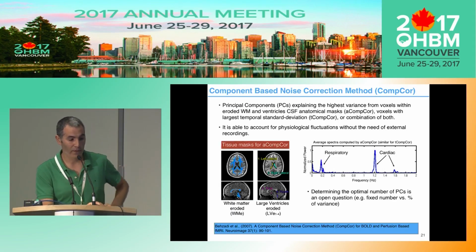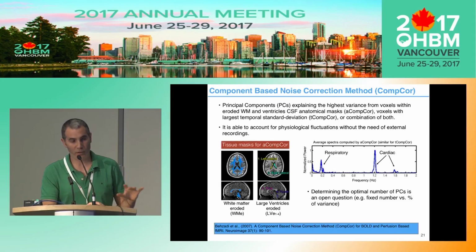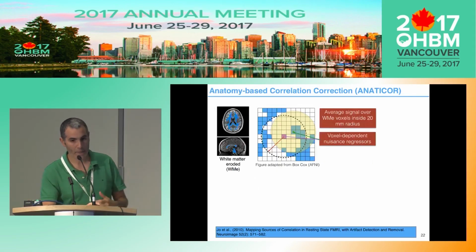respiration and cardiac. The important question in all these methods based on principal component analysis is that determining the optimal number of principal components is an open question, so it is not known whether you should use a fixed number or depending on the percentage of the explained variance.